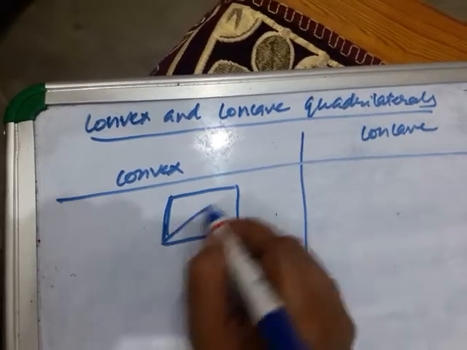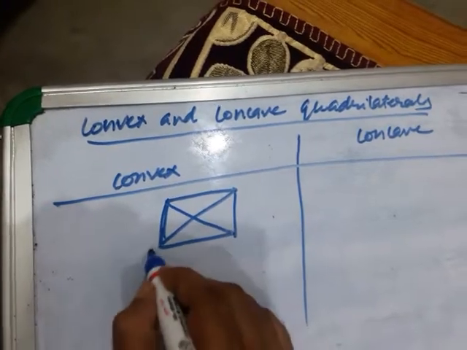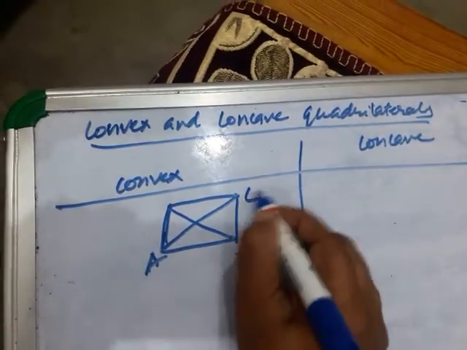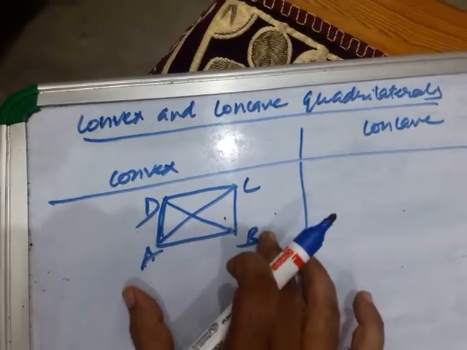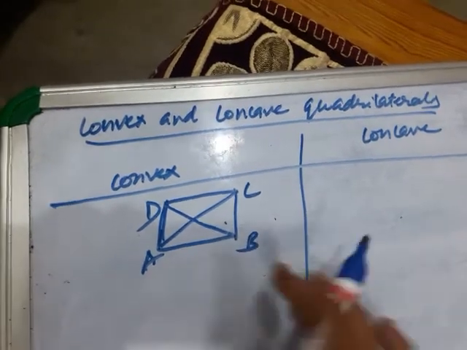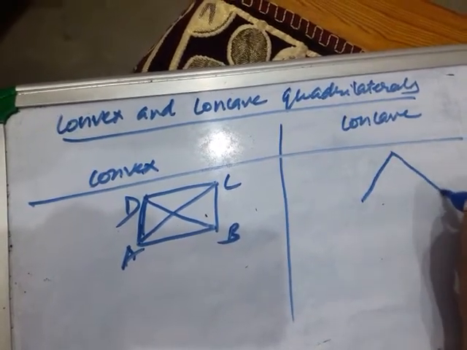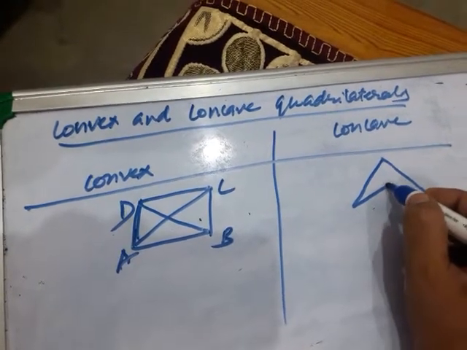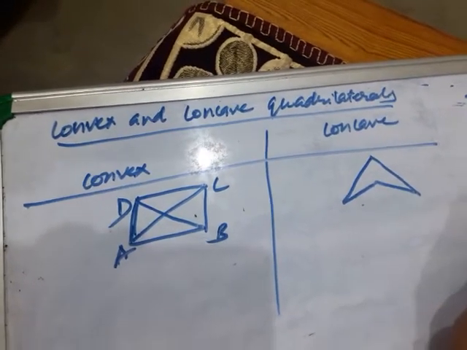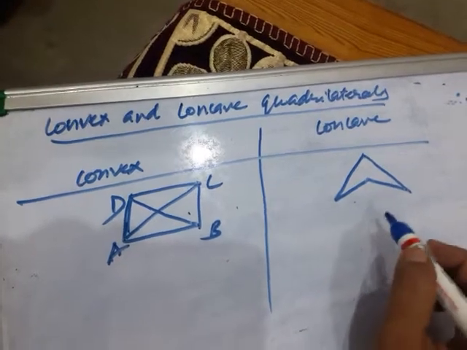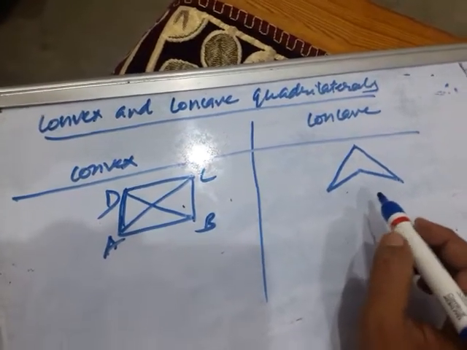Clear? Here are all their diagonals. A, B, C, D. Their diagonals are inside the quadrilateral. Clear? Let us consider a quadrilateral of this type. Here its diagonals. Clear? At least one of its diagonals.